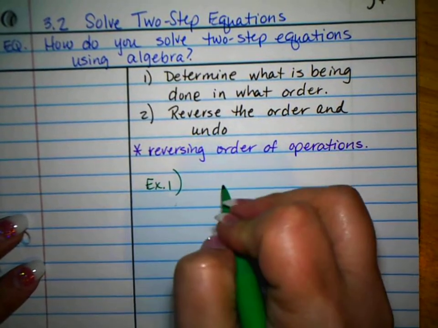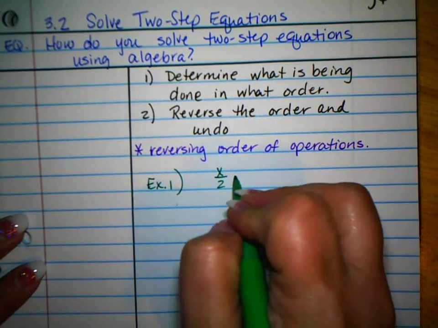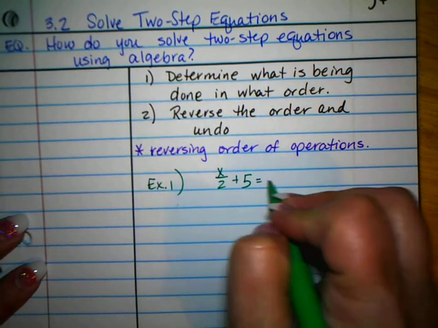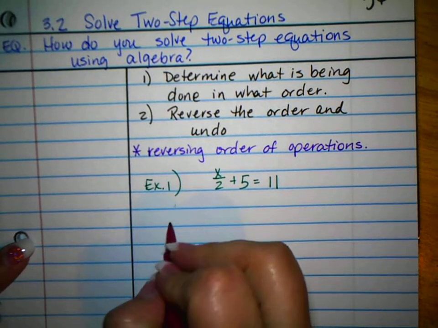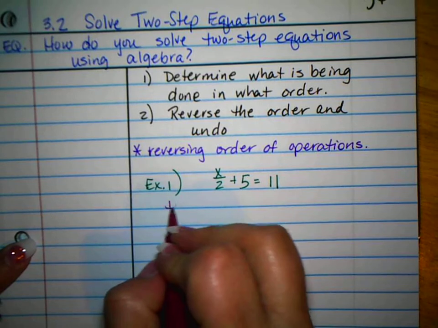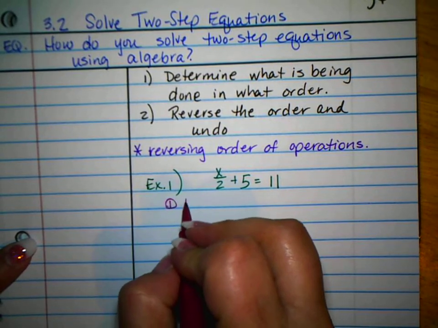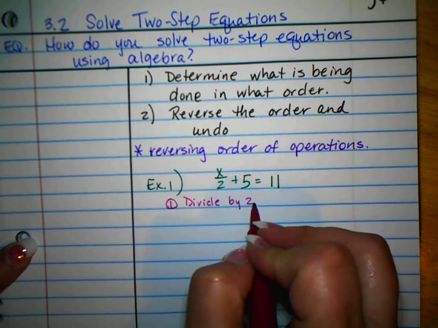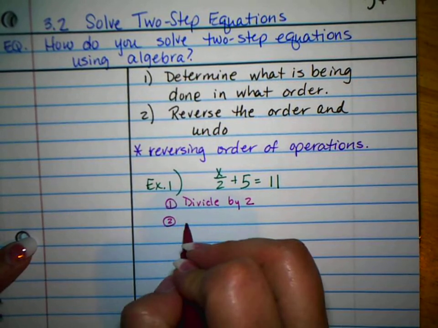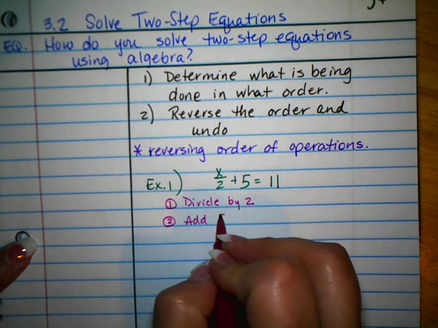Example 1. Okay, we've got x divided by 2 plus 5 equals 11. Well, let's see, what are we doing? Well, 1, we are dividing by 2. And then the second thing, we're going to add 5.